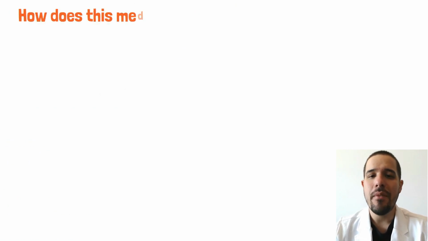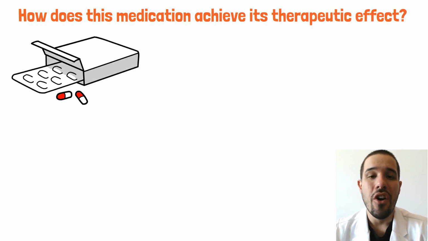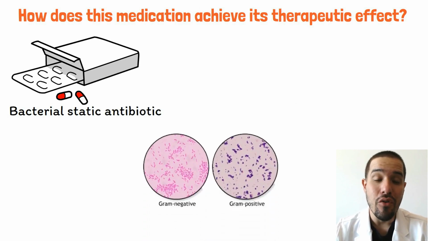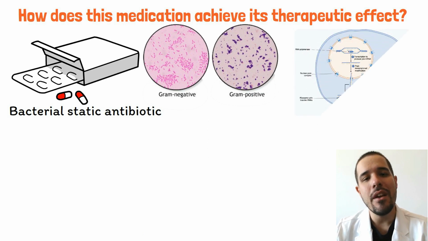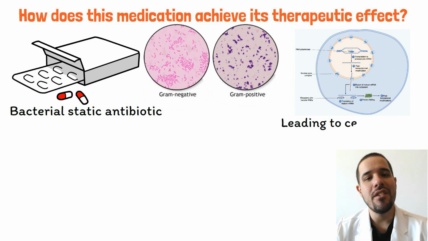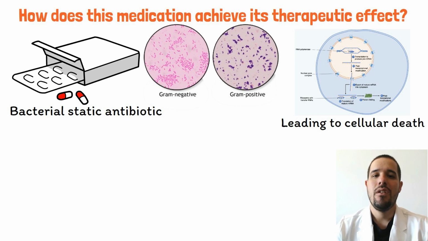Now that we can identify what this drug looks like on paper on an actual medication label, how does this medication achieve its therapeutic effect? Your tetracycline antibiotics are a bacteriostatic antibiotic that targets both gram-positive and gram-negative bacteria by inhibiting protein synthesis. By inhibiting protein synthesis, this eventually leads to cellular death and resolution of the patient's signs and symptoms.